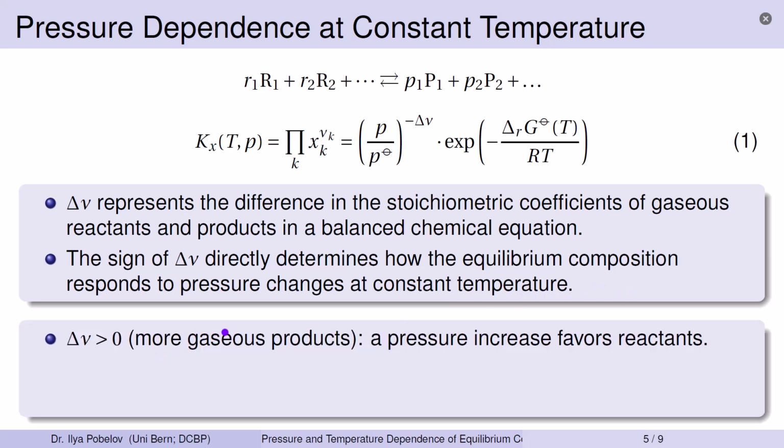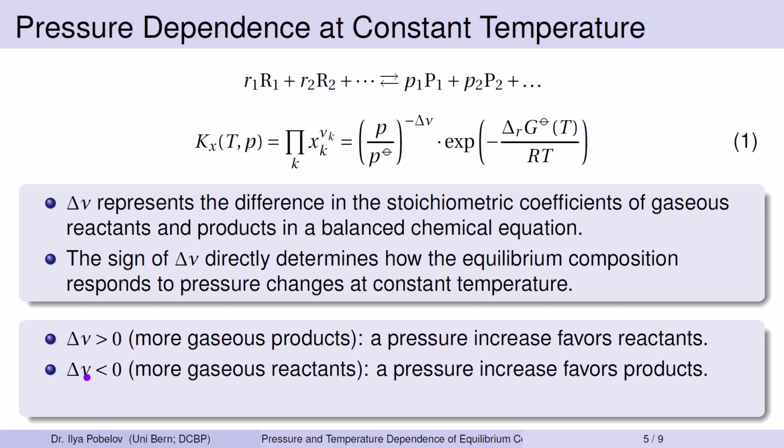A positive delta nu indicates that more gaseous products are formed in the reaction than the gaseous reactants being consumed. In this case, an increase in pressure will favor the reactants. If delta nu is negative, more gaseous reactants are consumed in the reaction than the gaseous products being formed. In this case, an increase in pressure will favor the products. Finally, if delta nu is zero, the equilibrium composition is unaffected by pressure changes.